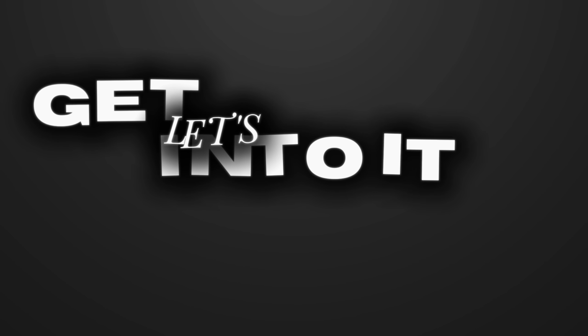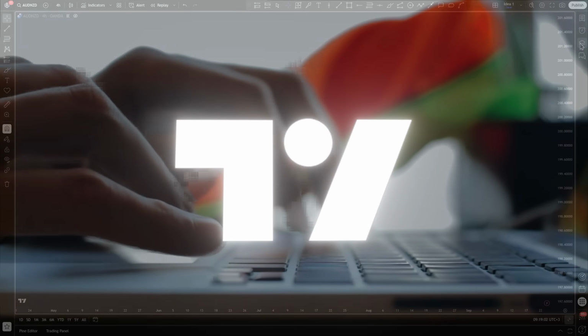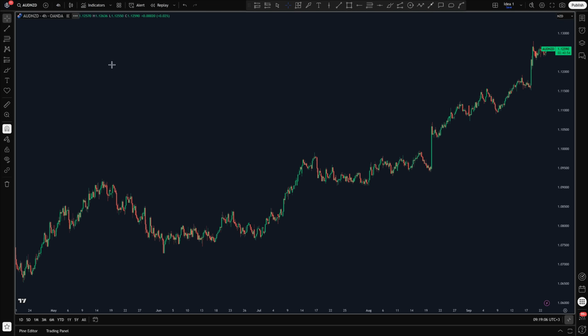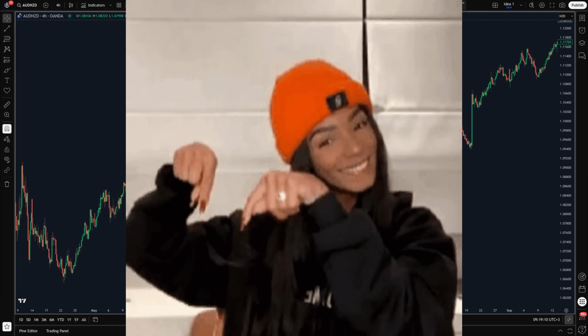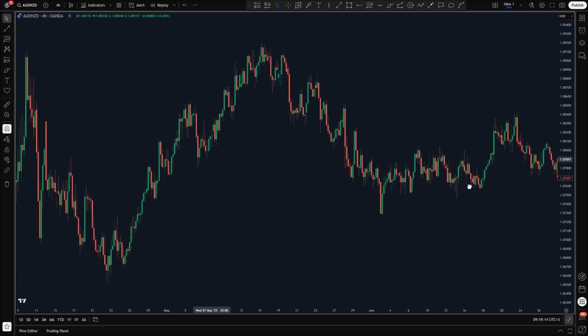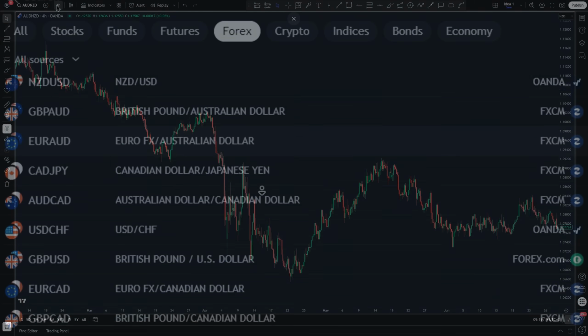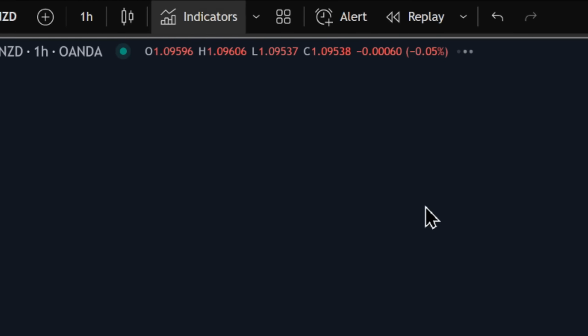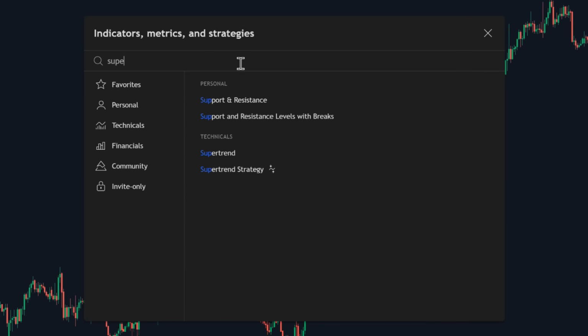Let's get into it. Now, to get started with this indicator, you first of all want to go to TradingView, the trading platform that I'm going to be using. If you need to sign up, there's a link in the video description for you to do that. Next, you want to load the market and time frame you trade. Click on Indicators and type in SuperTrend Confluence Signals. It's going to be this one by AlgoAlpha.